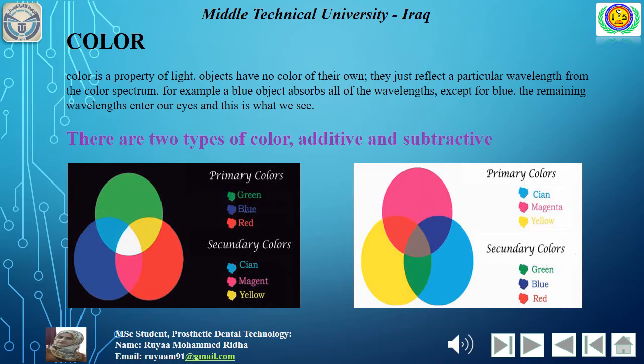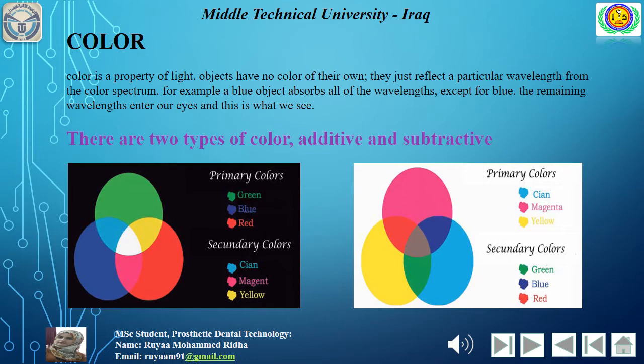Now, there are two types of color: additive and subtractive. The additive color is obtained by emitted light or released light and is associated with television and computer displays, while subtractive colors are associated with reflected light and are used in pigments for making paints, inks, and fabrics.